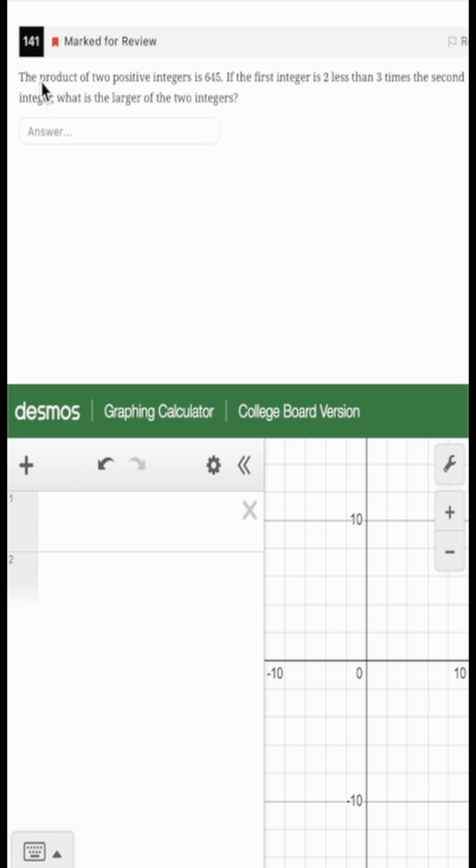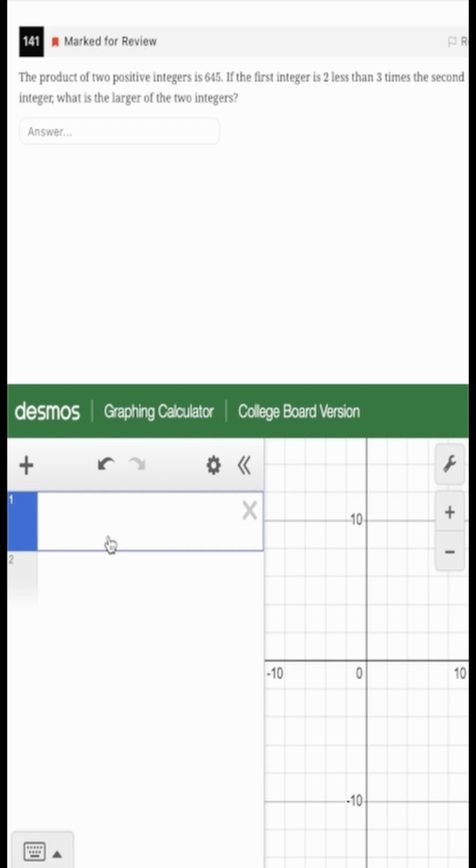So it's asking, the product of 2 positive integers is 645. If the first integer is 2 less than 3 times the second integer, what is the larger of the 2 integers? So actually there's 2 ways you can solve this on Desmos. One using the infamous regression, and one just graphing it. But either way, it's faster than doing it by hand.